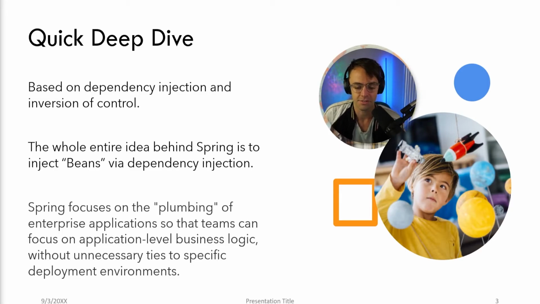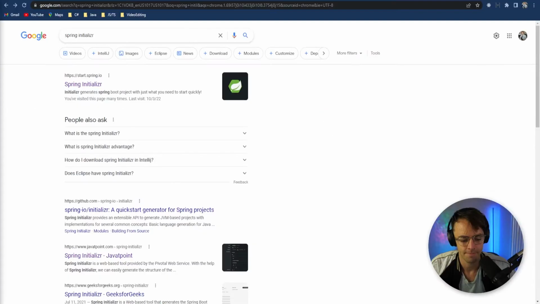And this is actually from the Spring Boot documentation on the website. Spring focuses on the plumbing of enterprise applications. So you focus on the logic. You focus on the code that you have to write, and Spring makes it so that you just have to focus on what you need to write instead of building out the real infrastructure and worrying about unnecessary code.